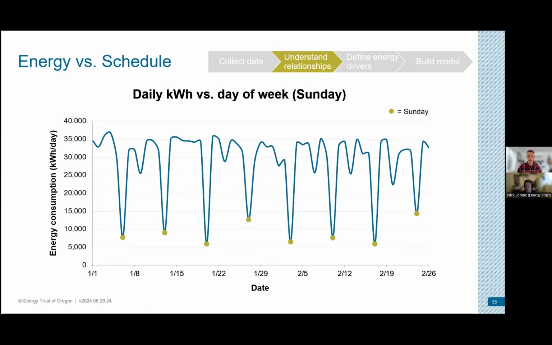In this case, on Sunday, the average energy use is only about maybe 10,000 kilowatt hours, whereas on other days of the week, it averages closer to 30,000. So a Sunday results in 20,000 kilowatt hours lower energy use than any other day. So in this case, a Sunday energy driver, really just an indicator variable to let us know which days are Sundays, would likely be a good energy driver.